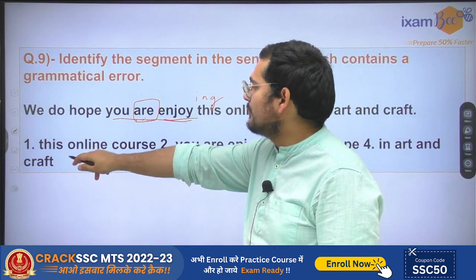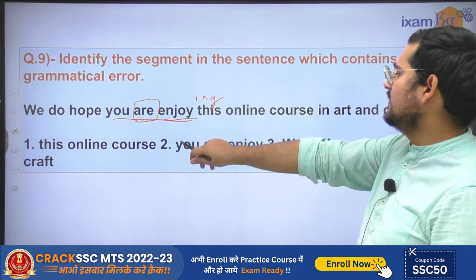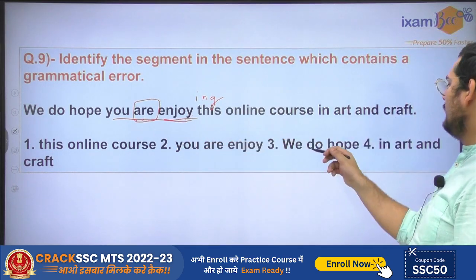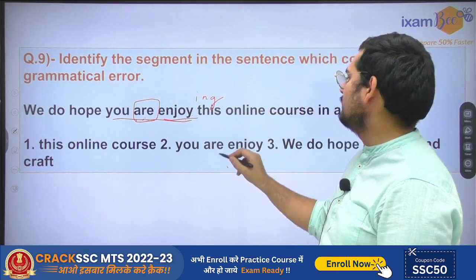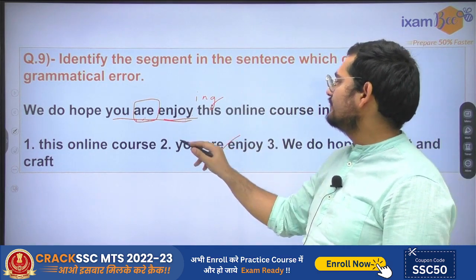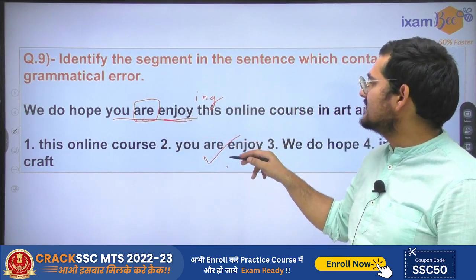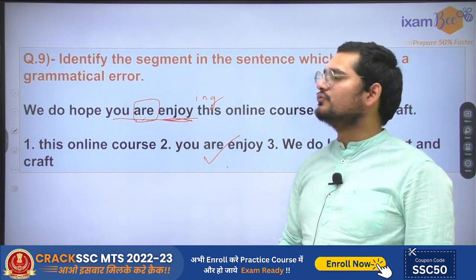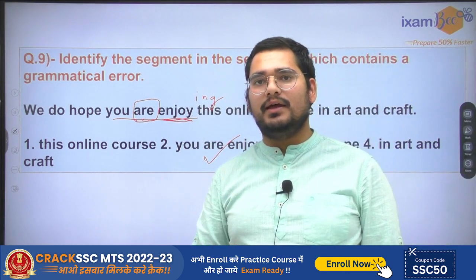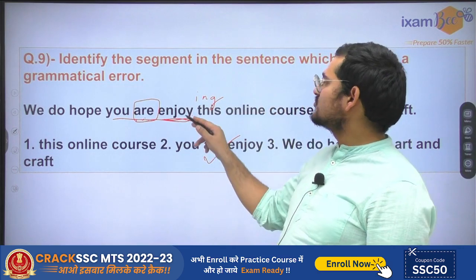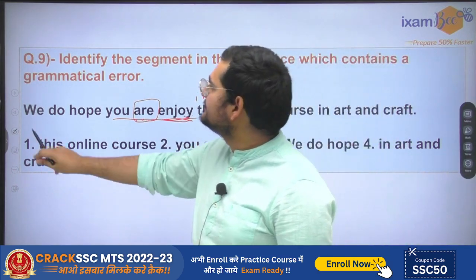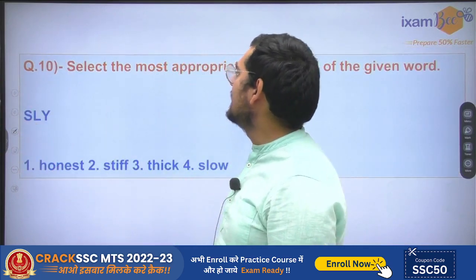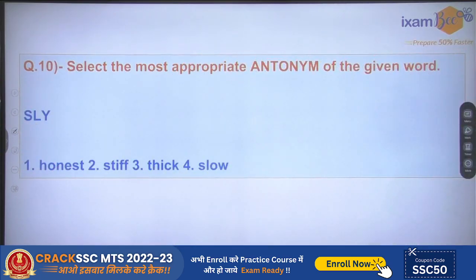So we see the options. This online course, no need to make any changes. We do hope, in art and craft, no need to make changes. So our correct option would be the second, because we have the erroneous part in this sentence, which is the verb enjoy used in an incorrect way, right? It should be in its continuous form, that is enjoying, okay? 10th, select the most appropriate antonym of the given word.